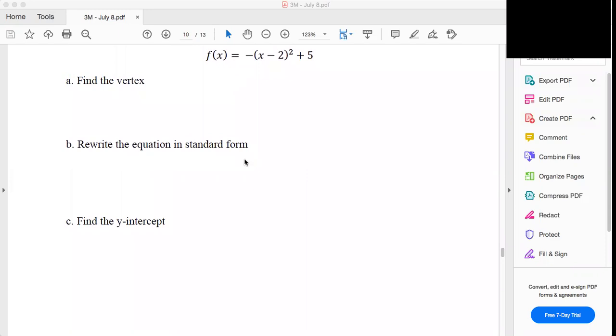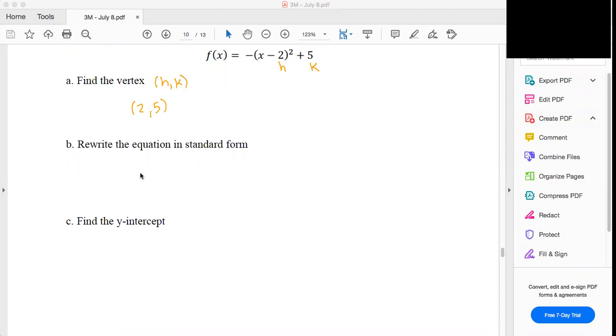Okay, so here, find the vertex. It's nice and simple because we have it in vertex form. This is our h value and this is our k value. All our vertex is, is that h, k. So it's quite simple enough. It is 2 and 5. This one changes signs, this one stays the same, and that's our vertex.